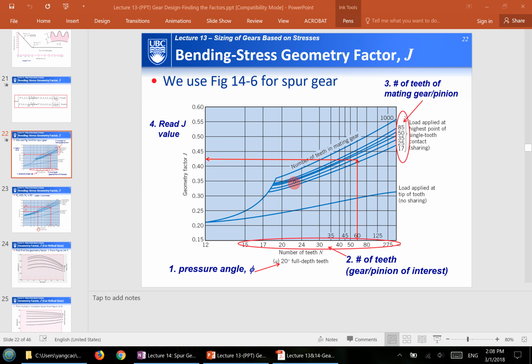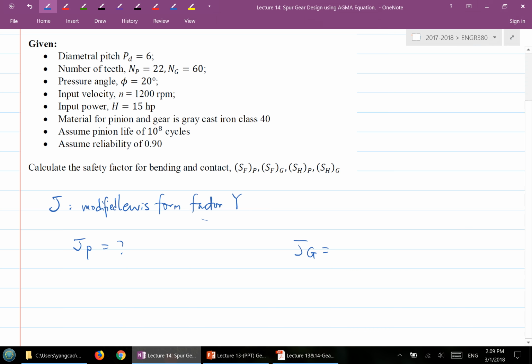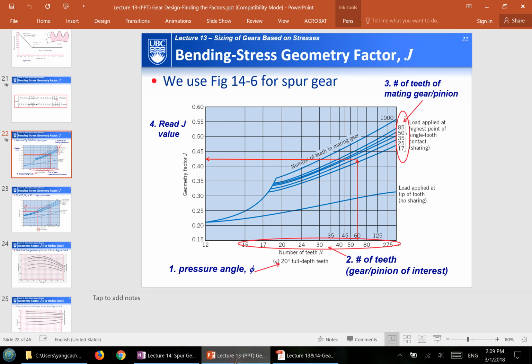So if you're at 22 over here, then you go all the way to the left. So that's approximately around 0.35 in this case. Okay, so that's how you find the JP here, which is 0.35. Remember, this is from figure 14-6. Okay, 14. Is it figure 14-6? Yeah.